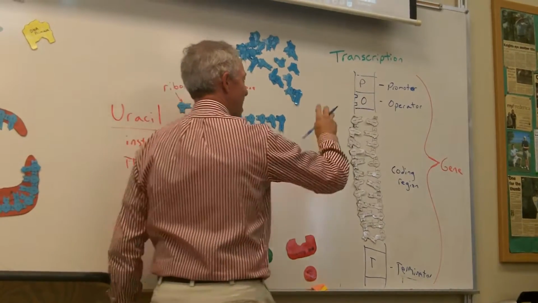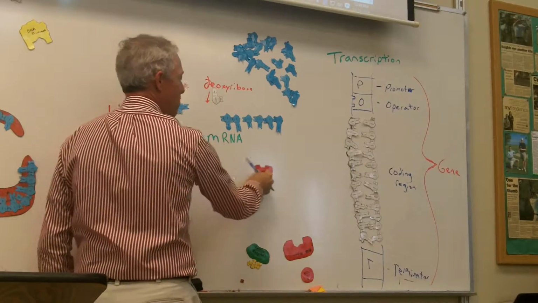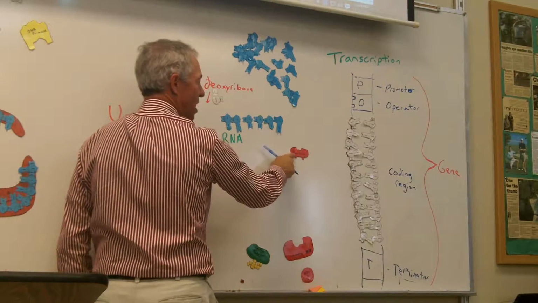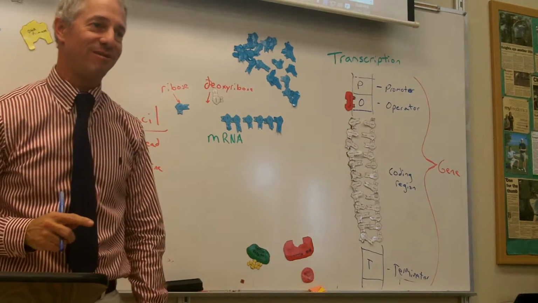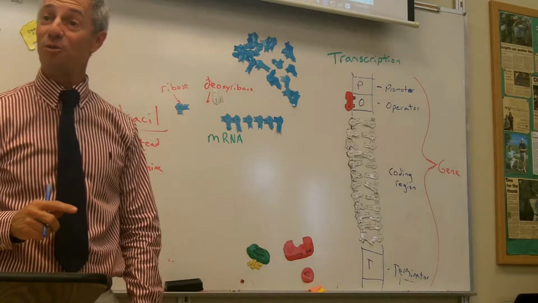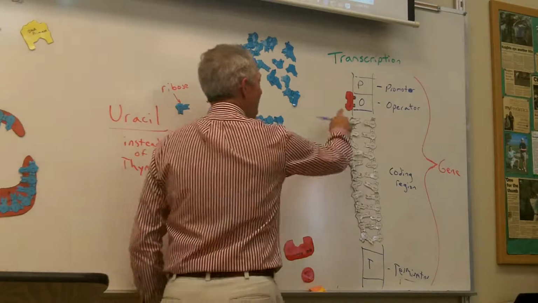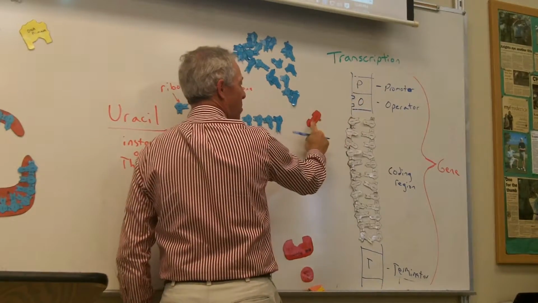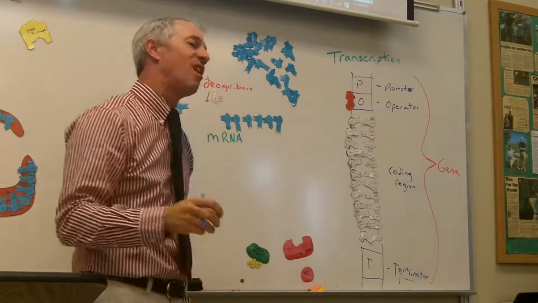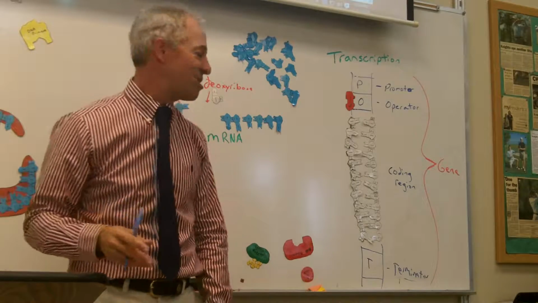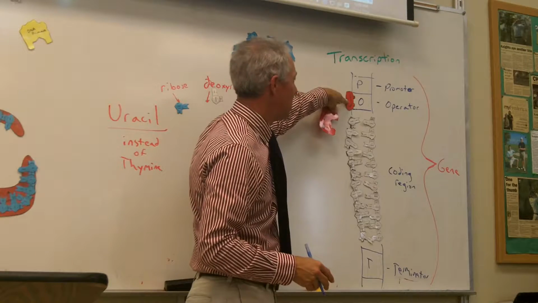The operator is a thing that can turn the gene off. There's a special protein called a repressor protein that can attach to the operator and turn the gene off. It's like an on-off switch. What does the operator do again? The operator is the attachment site for a repressor protein, and when the repressor protein attaches to the operator, the gene is off. It's in what's called the off position. That means the RNA polymerase cannot attach at the promoter if the repressor is in the way.